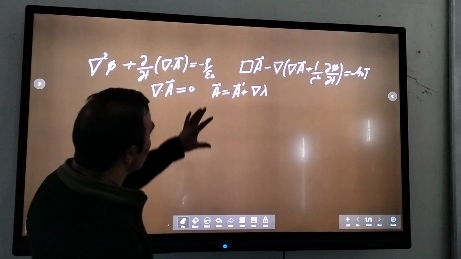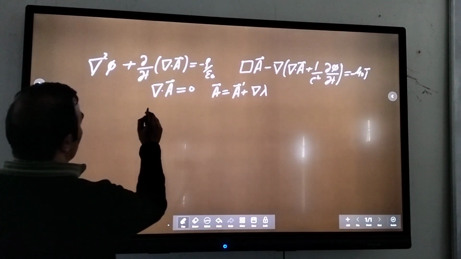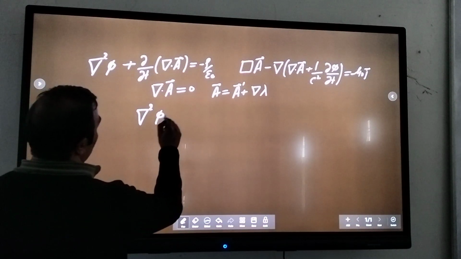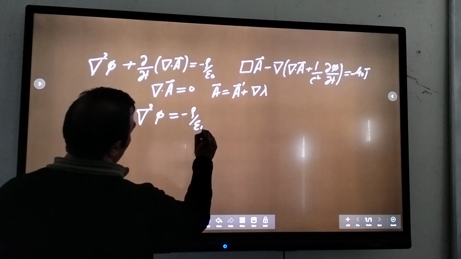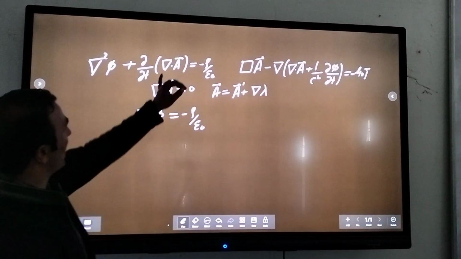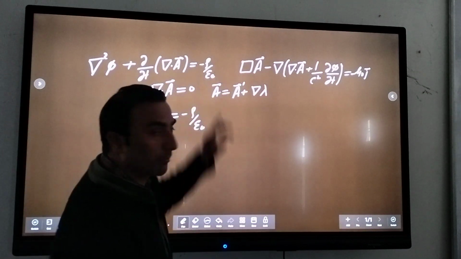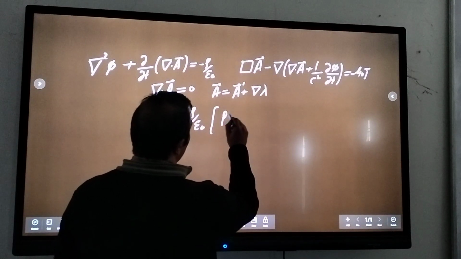Okay, so let us impose this condition on the first second order differential equation. So this will be equal to, right, because nabla dot A is equal to 0, so the second term will be 0, so this becomes minus rho by epsilon naught. So this is what is called the Poisson equation.